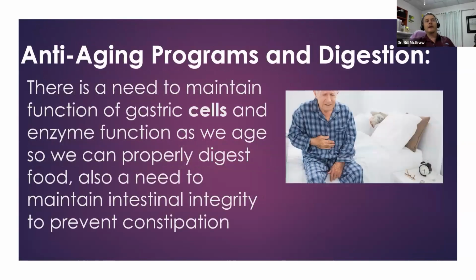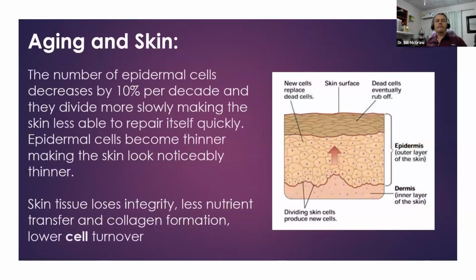Also, here's another thing. When we talk about anti-aging, we're going to be talking about dealing with the function of gastric cells, promoting enzyme function, so we can properly digest food and avoid problems with constipation. So the elderly often have problems with constipation. So there are programs absolutely that we can use that help with constipation on a regular basis, 24 hours a day. So what else? All right, we talk about skin again here.